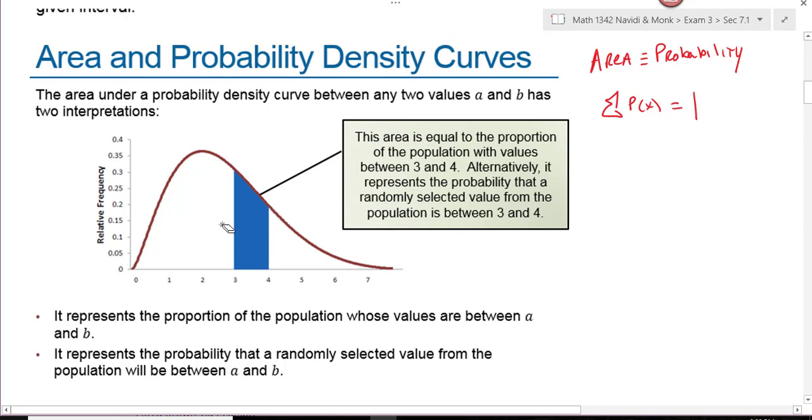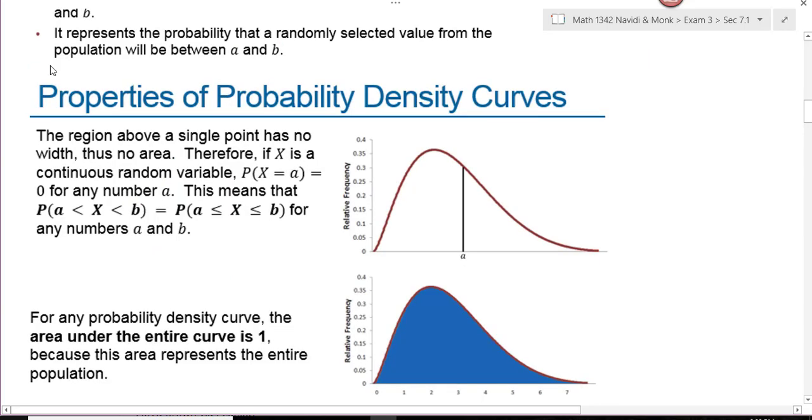So this area is equal to the proportion of the population that's between the left bound and the right bound of the shaded regions. This is the probability that a randomly selected value from the population falls between these two numbers. Areas are synonymous with probabilities. Keeping that in mind, we can go down to this next graph that illustrates the point that the region above a single point has no width, therefore it has no area.